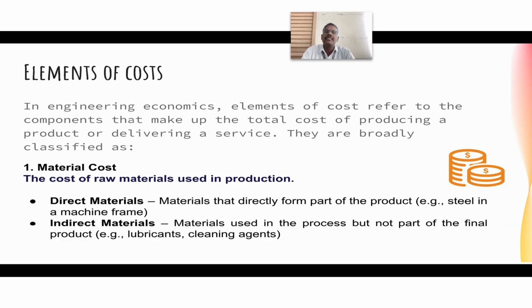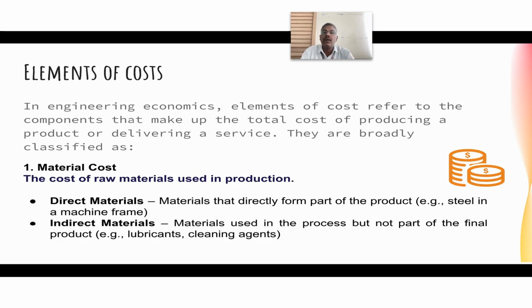So in engineering economics, the elements of cost refer to the components that make up the total cost of producing a product or delivering a service. They are broadly classified. First and foremost is material cost, the cost of raw material used in production. For this pen, what material do we need to produce it? The material which is directly involved in producing this pen, we can call a direct material cost.